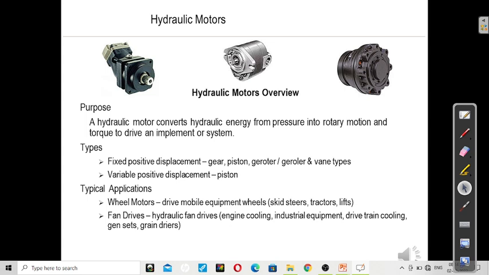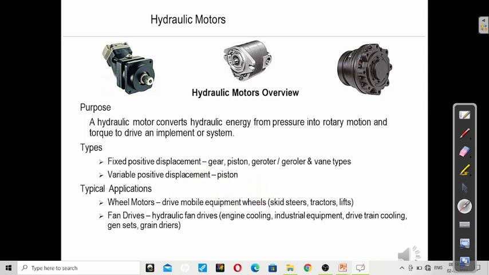The types of hydraulic motors are fixed positive displacement and variable positive displacement. Examples of fixed positive displacement are gear, piston, gear rotor or gerotor we can say, and vane types. These are all examples of fixed positive displacement motors. And the variable positive displacement, this is the piston type one.